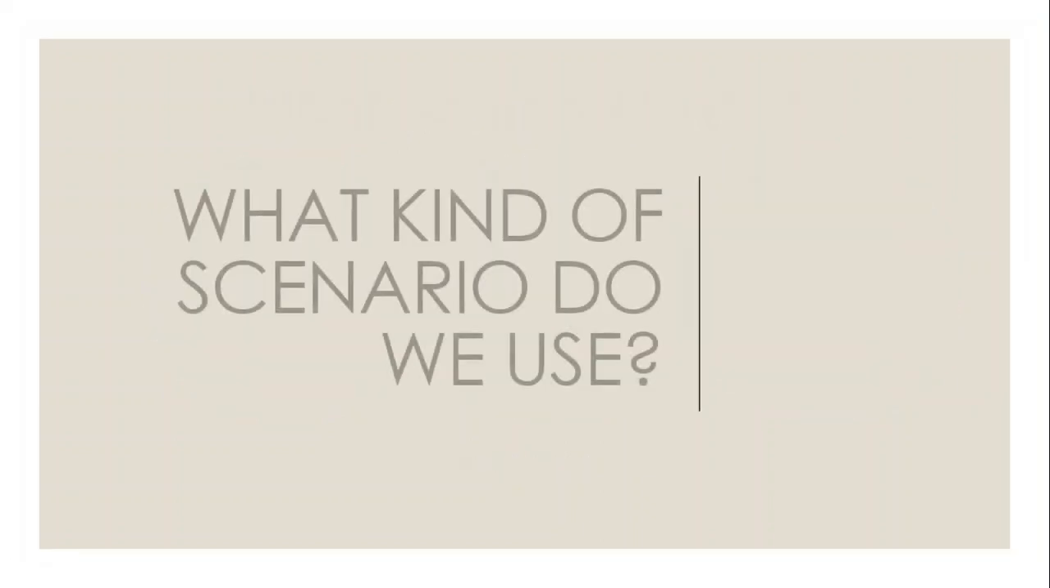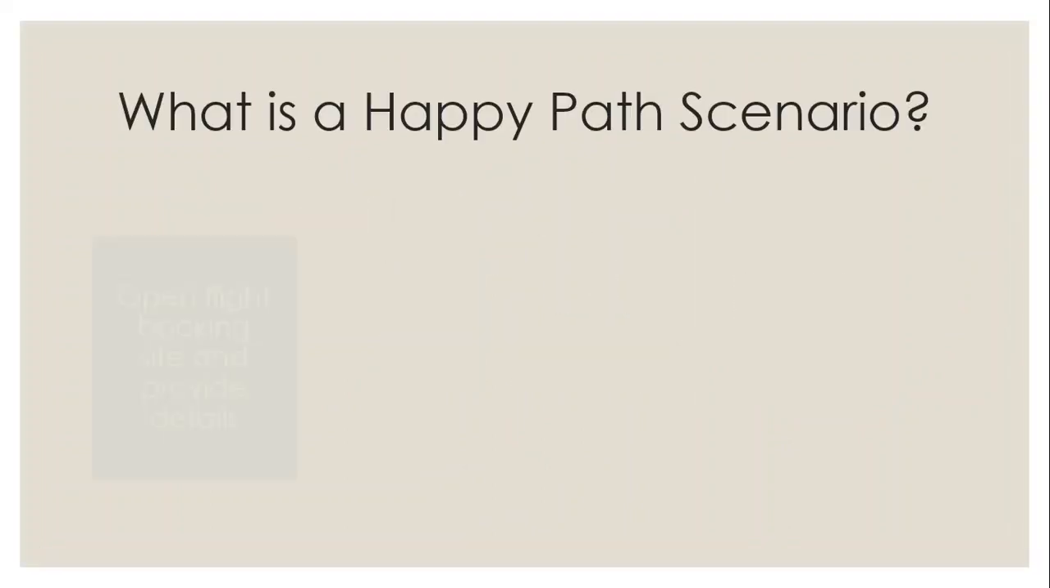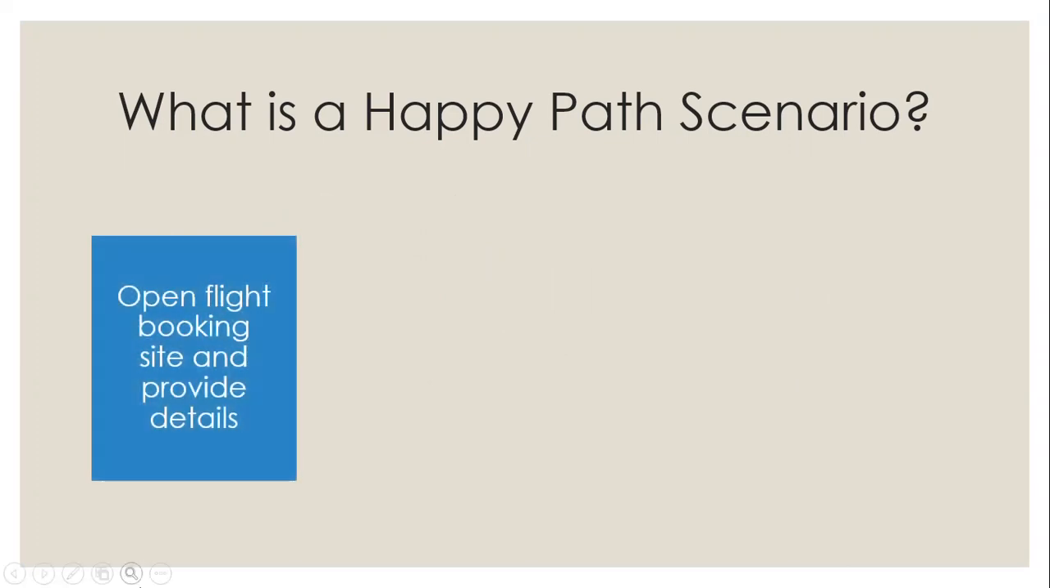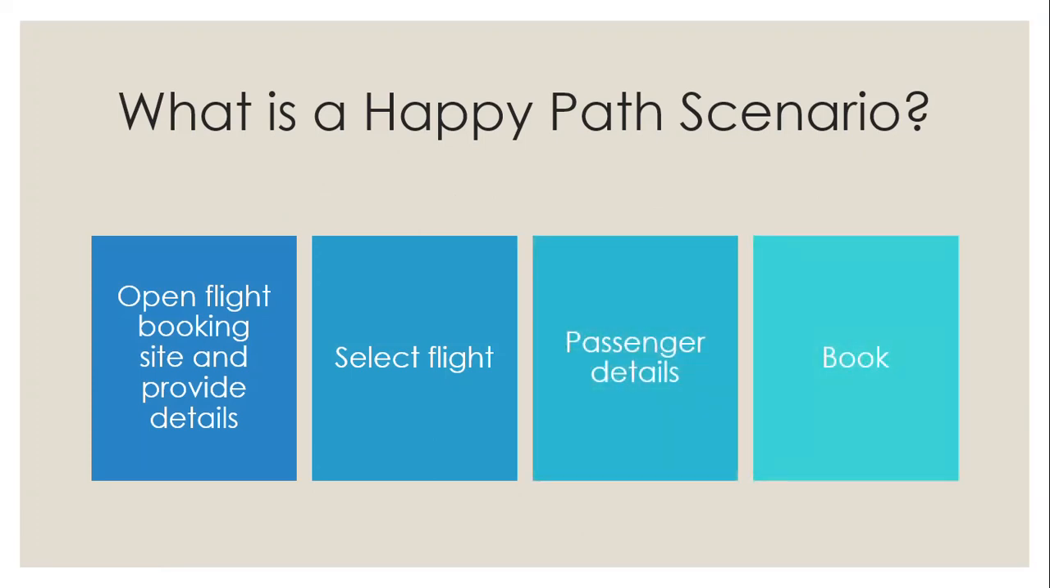Okay, now the next thing is, what kind of scenario do we use? So see, we would be using a happy path scenario. Now what is a happy path scenario? So let us discuss that. Now suppose we have a flight booking site, so we would be opening that and we would be providing the details. Then the next thing we do is we select the flight. Okay, and after that we provide the passenger details and in the end we book that flight, right? This is what we usually do in the flight booking sites, right? For example, makemytrip.com, Skyscanner, or say an airline website, right? Everywhere we do the same thing.